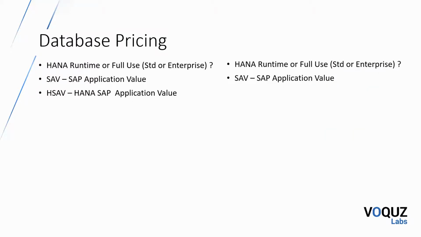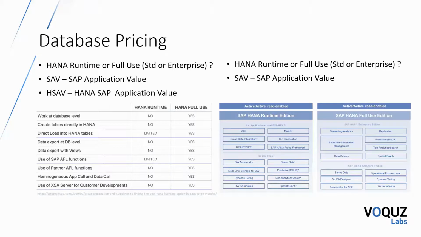With SAP database pricing, i.e. SAP HANA, it depends on whether you're choosing runtime or full use. Runtime is for SAP applications only and is priced based on the SAV of the installed applications. Full use is for any software application and is priced on gigabytes of data consumed. Although it needs to be considered that there are variations in terms of the runtime and full use HANA database license. Runtime is far more limited, whereas HANA full use gives you much more capability in terms of what you can do with the database, so this needs to be considered before making a purchase.